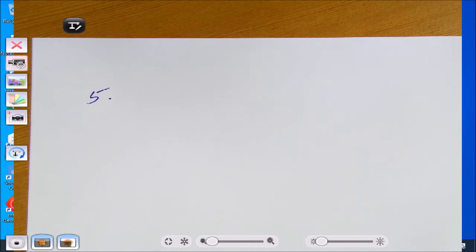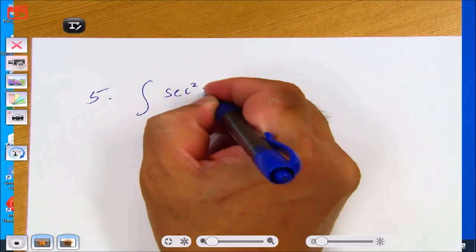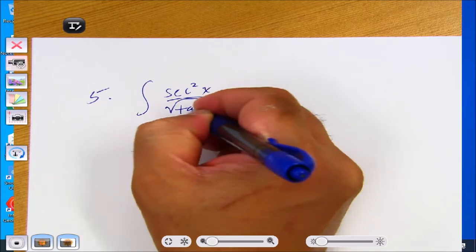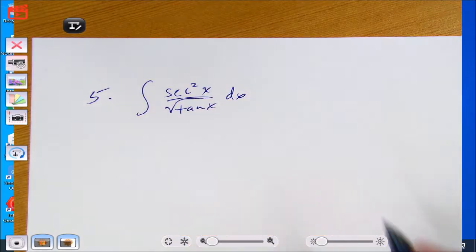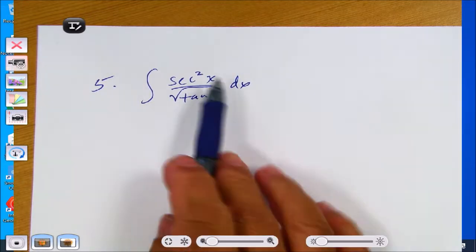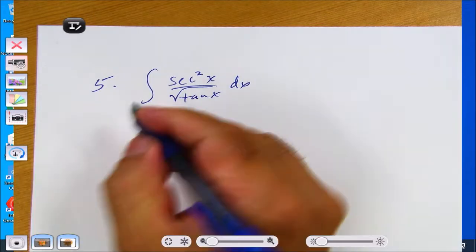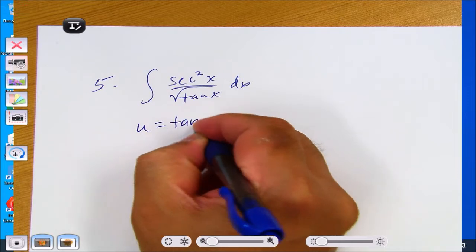Number 5. This one is secant squared x times the square root of tangent x. Now, some students have problems deciding what's u and what's not u. What I suggest you do, one, you really need to know your derivatives. If you don't realize that secant squared is the derivative of tangent x, it makes it incredibly difficult to choose what u is. So you've got to spot those relationships.